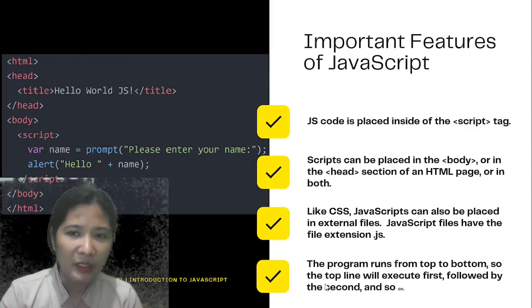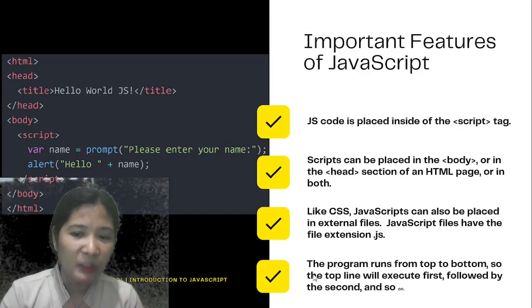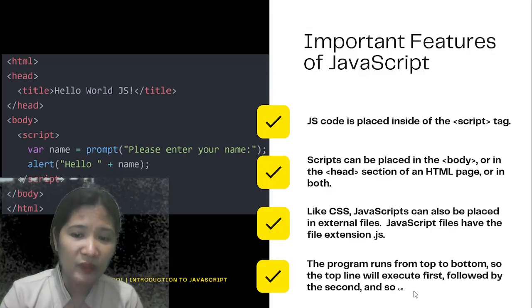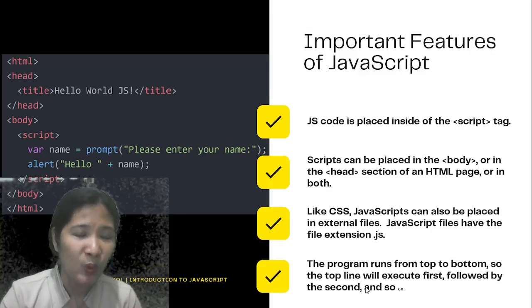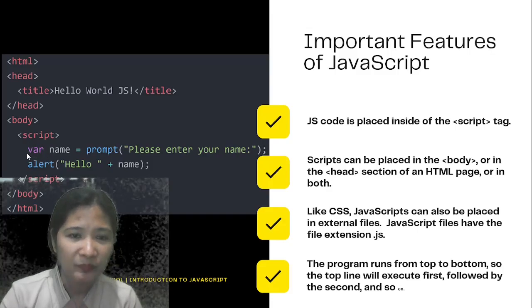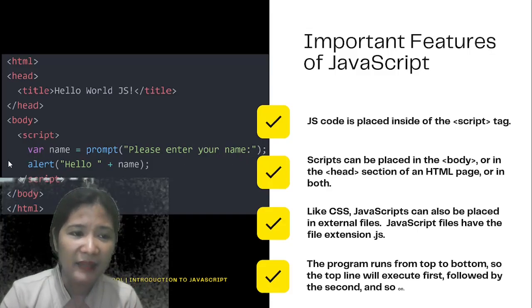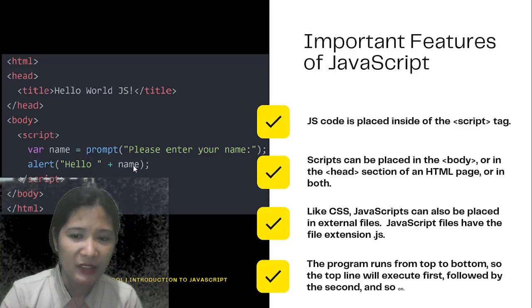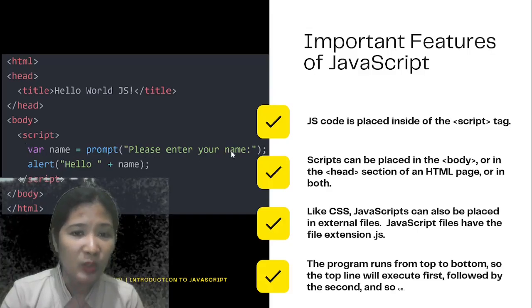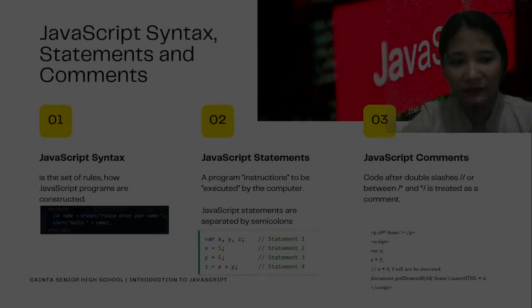And number 4, another feature of JavaScript is that the program runs from top to bottom. So the top line will execute first, followed by the second line, and so on and so forth. Okay, so just like for this example, inside the script tag, we have 2 statements. This is the first statement, and then this is the second statement. So the program runs from the first statement down to the second, and so on and so forth. Statements are also separated by semicolon.